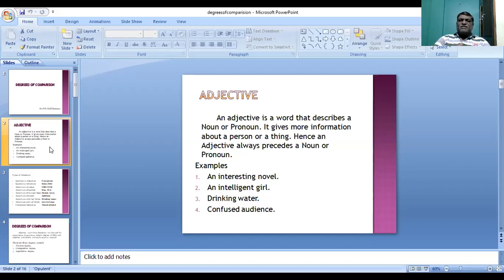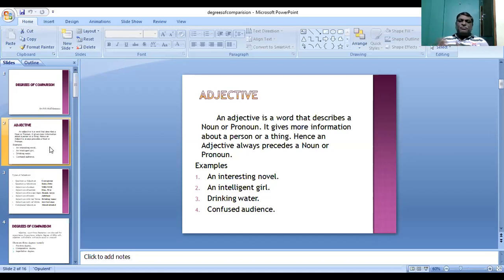If you closely observe, usually an adjective precedes a noun or a pronoun. For example, an interesting novel. Novel is the noun and interesting is the adjective. Similarly, a hardworking girl. Girl is the noun, hardworking is the adjective. Drinking water. What kind of water is it? It's water which could be used for drinking purposes. That's why it is called drinking water.